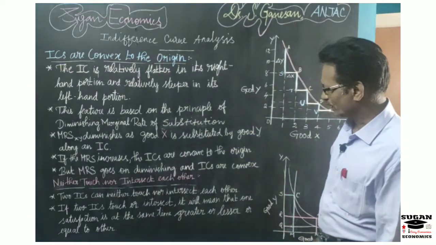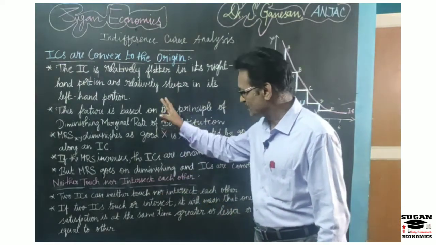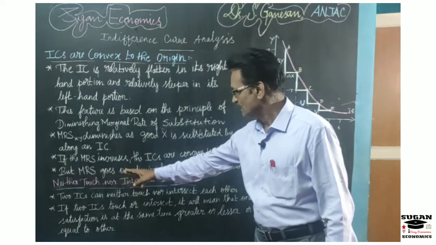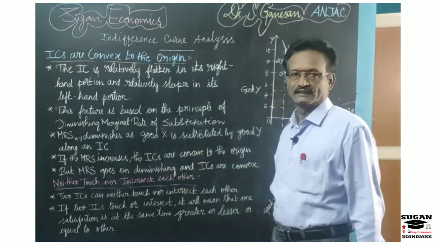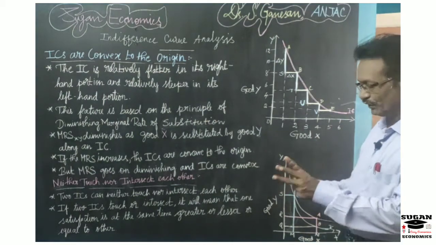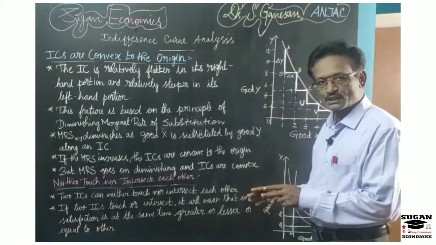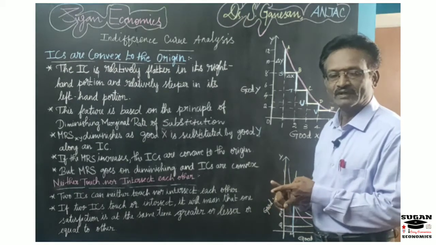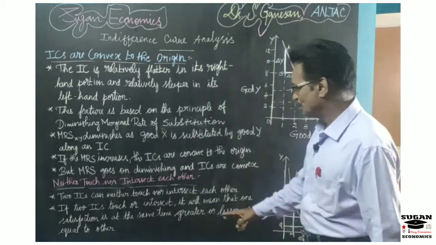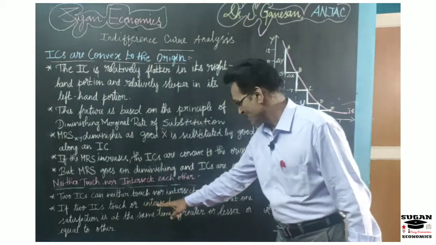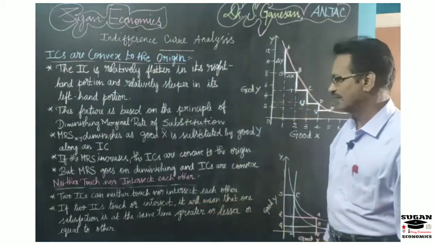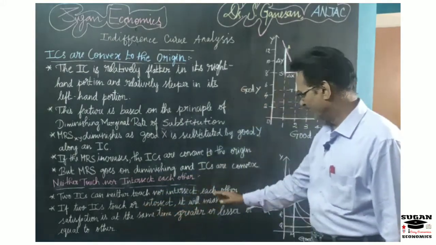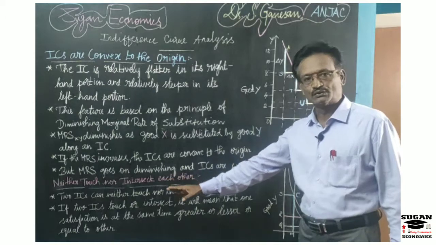Okay. Now you can take into account the third property of indifference curve. Two indifference curves neither touch nor intersect each other. You take two indifference curves, they neither touch each other and at the same time never intersect each other. If two indifference curves touch or intersect, it will mean that one satisfaction is at the same time greater or lesser or equal to the other.